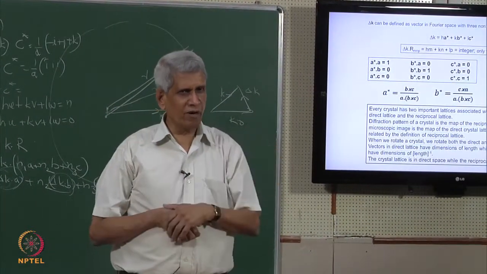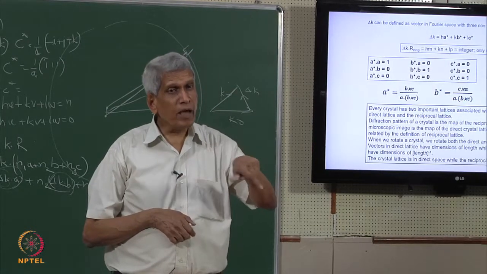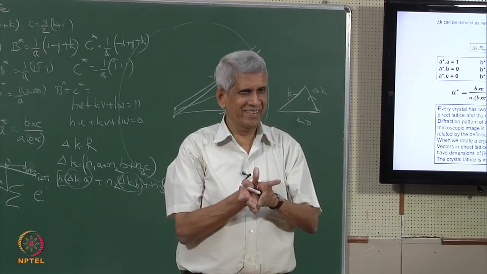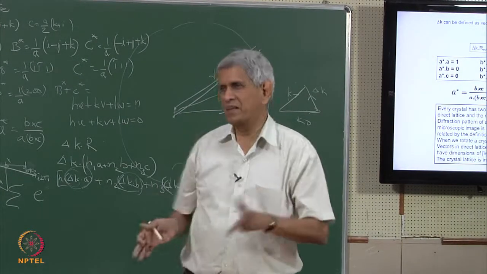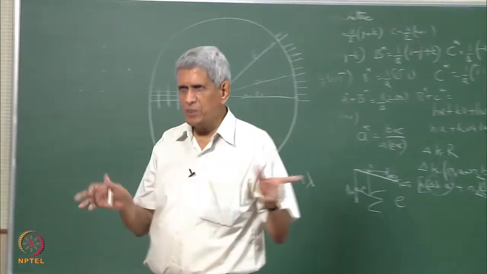If I rotate the crystal, what will happen? The diffracted waves will rotate by the same angle, and the reciprocal lattice also will rotate. They are tied together. The real lattice and the reciprocal lattice, the relationship is fixed.